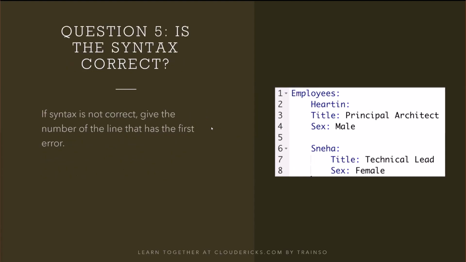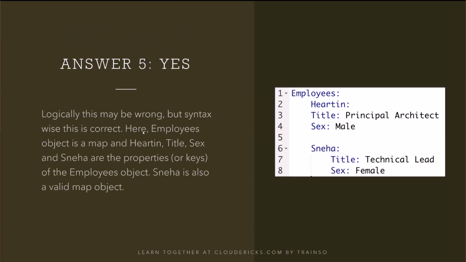Question number 5, is the syntax correct or not? And if not correct, give the number of the line that has a first error. Yes, the syntax is correct. Logically, this may be wrong, but syntax wise, this is correct. Here, employee subject is a map, and Hartin, title, sex, and Sneha are the properties or keys of the employee subject. Sneha is also a valid map object by itself.